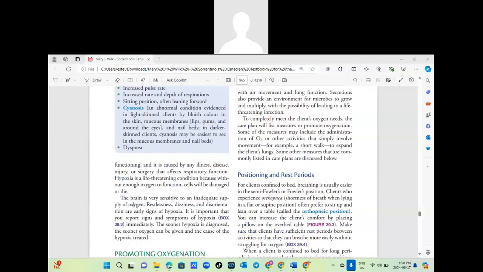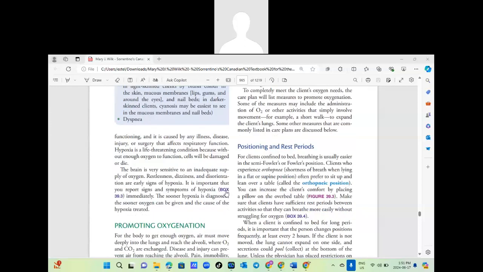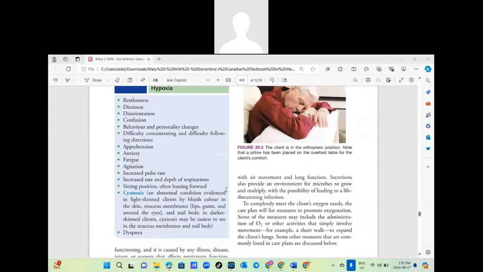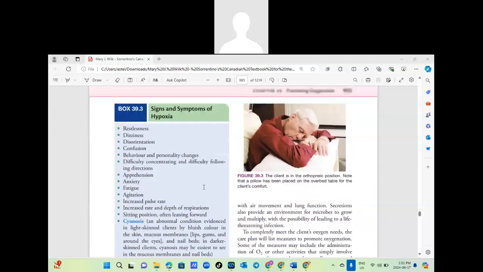Okay? And the brain is very sensitive to inadequate supply of oxygen. So restlessness, dizziness, disorientation are early signs of hypoxia. It is important that you report signs and symptoms of hypoxia immediately, okay? Because the sooner hypoxia is diagnosed, the sooner oxygen can be given, and the cause of the hypoxia is treated. All right. So again, remember, when the brain doesn't have enough oxygen, it can cause what? Brain damage. Okay, brain damage.